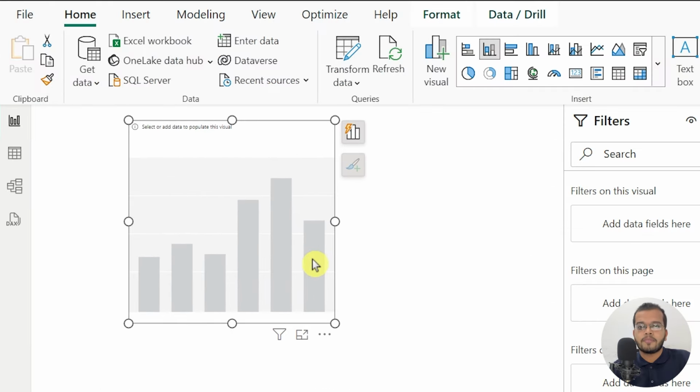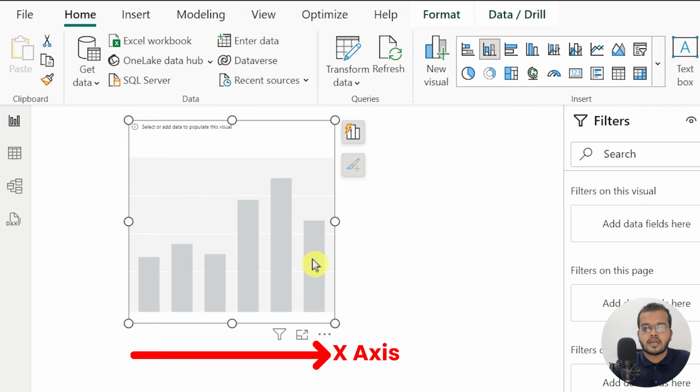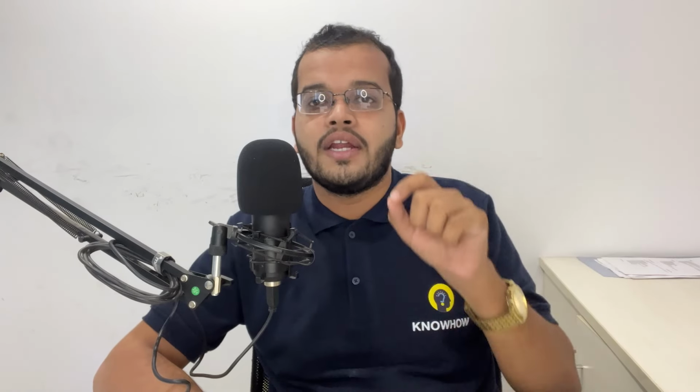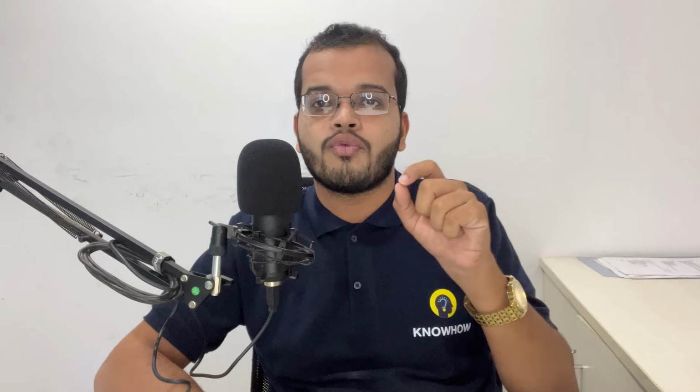As we can see, the vertical are the columns and the horizontal are the bars. Very simple here. Now the horizontal is the x-axis and the vertical is the y-axis, that we have already learned from our childhood days in our schooling. Now coming to the important point, in what situations we have to use this stacked column chart.